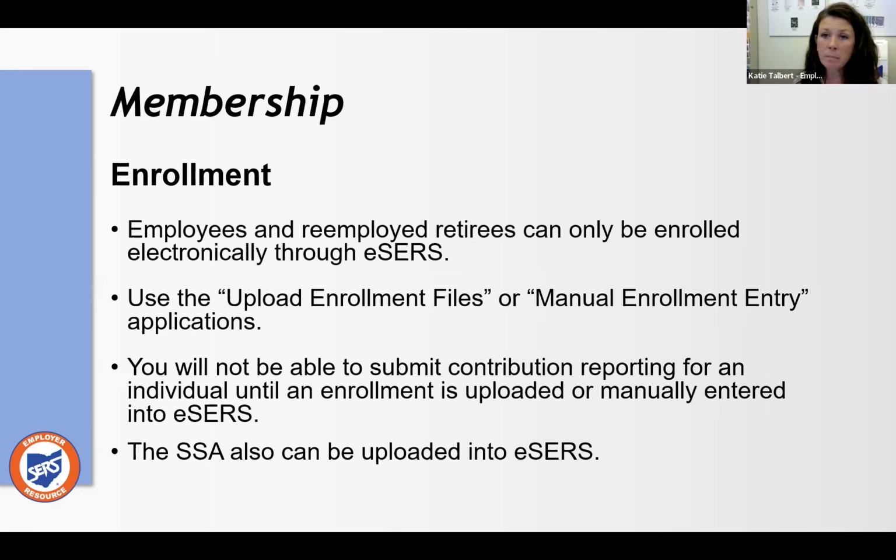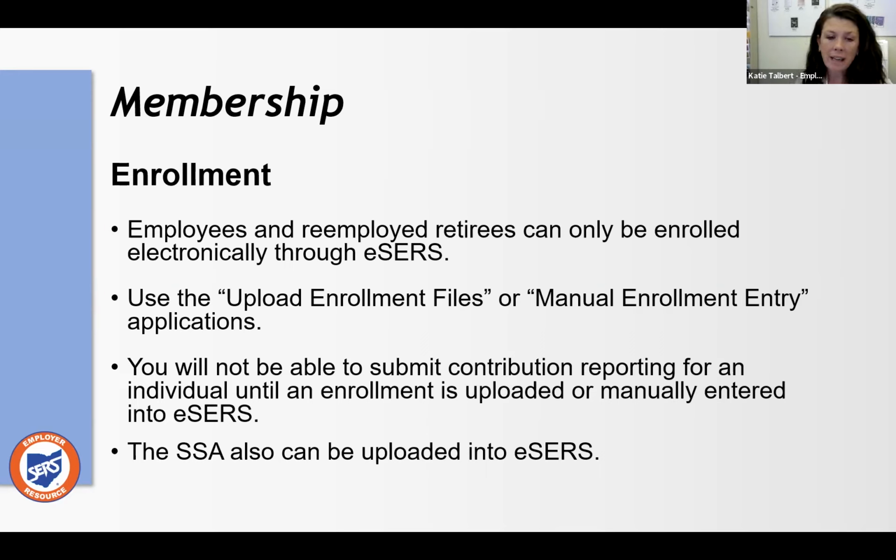You will not be able to submit any contribution reporting for any new employee where we don't have an enrollment submitted through SERS. So your very first step is to enroll the employee, and then from there you can send contribution reporting. The SSA can also be uploaded into eSERS, and I'll show you where you can do that. The SSA upload is for the 1945 forms only.